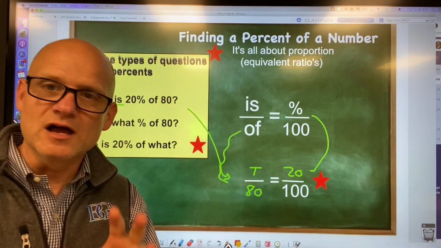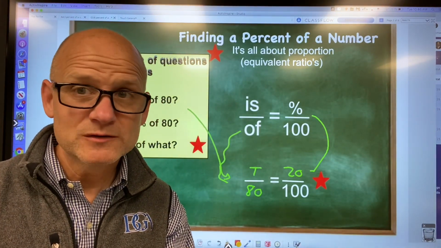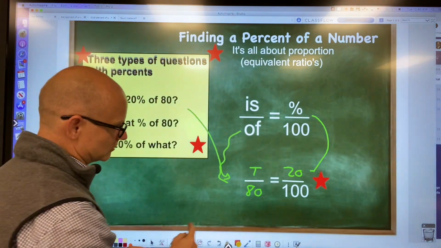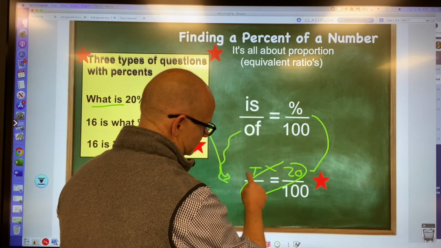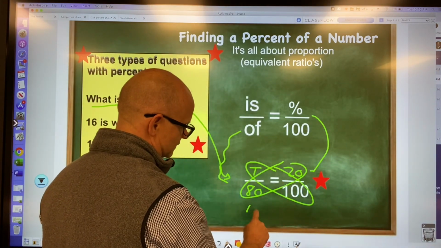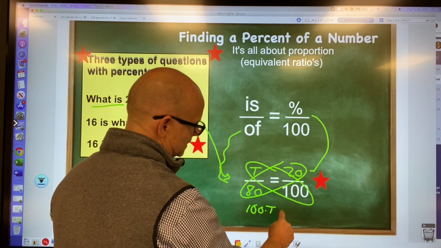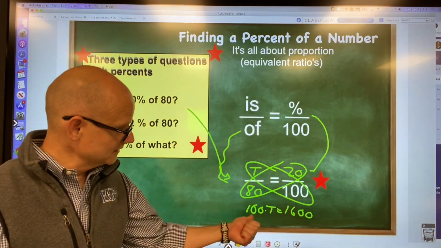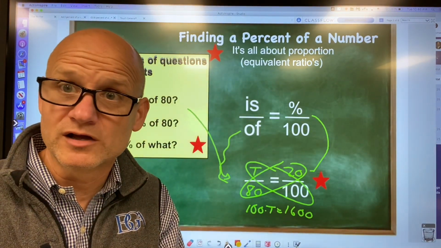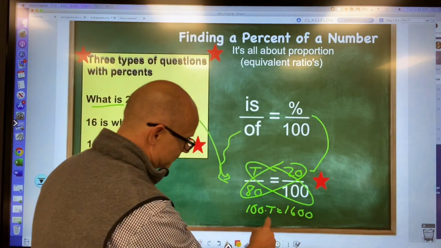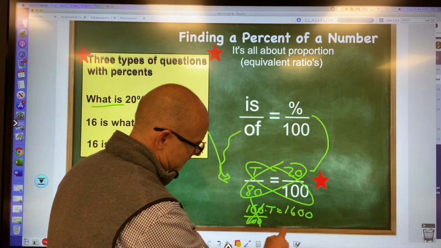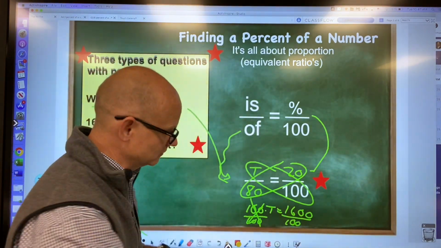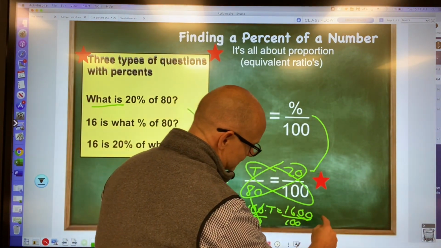But once we set it up as a proportion, it now becomes pretty easy to solve. The easiest way of solving this now is just doing the butterfly. So we cross multiply this way, and we cross multiply this way. So we have 100 times t equals 20 times 80, which is just 1600. And now we're just going to eliminate this 100 times t. Well, what's the opposite of multiplying by 100? Dividing. So now divide by 100 and divide by 100. Well, you know if you divide by 100, you move the decimal two places to the left, so you just get 16.